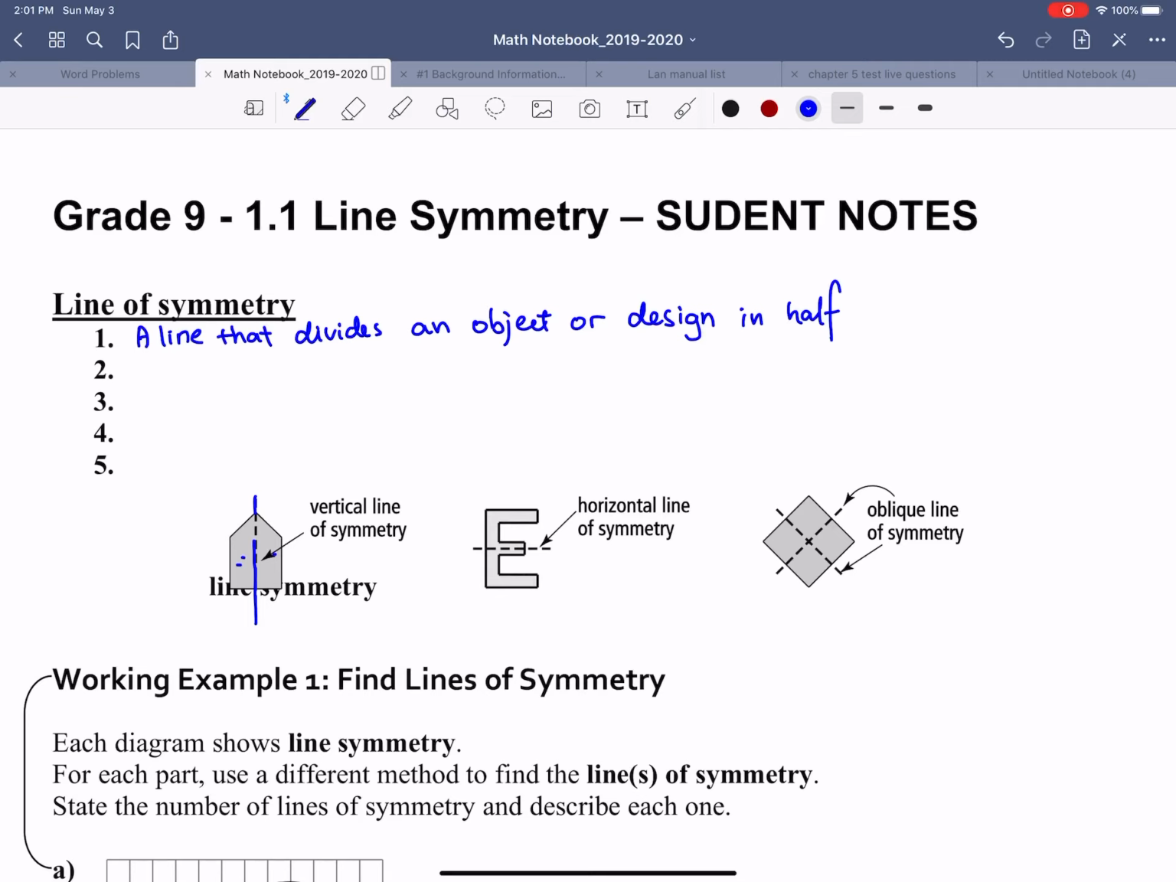Okay, and this one, letter E, the line of symmetry is at the center, and this one, for a diamond shape, the line of symmetry is this and this. Okay, so it has 2 lines of symmetry, so it's rotated, it's oblique. So we are going to say that each side of the shape is a mirror image of each other.